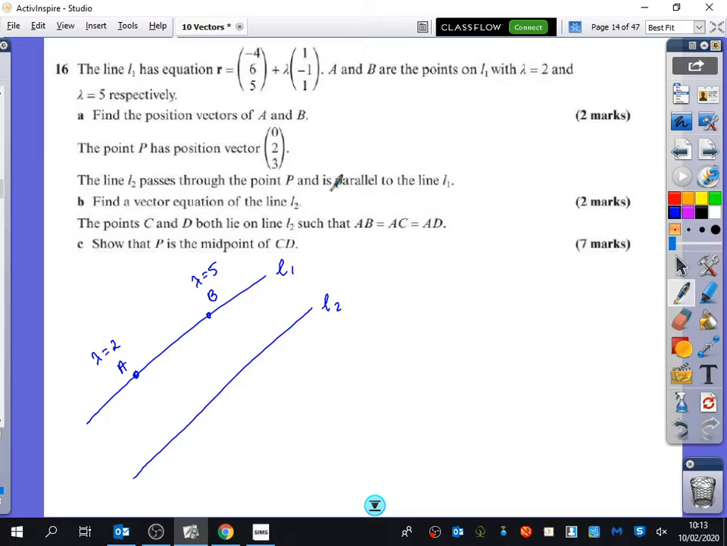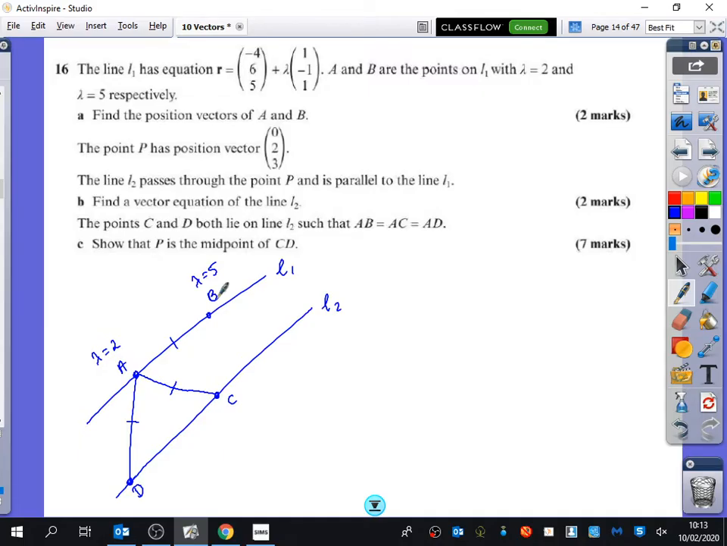This is the bit I wanted to talk to you about. It says the points C and D both lie on the line L2 such that the distance between A and B, this distance, is the same as the distance between A and C, so probably somewhere over here is going to be C, and the same as the distance between A and D, so probably somewhere over here, like this. So we know that those three distances are equal to each other.